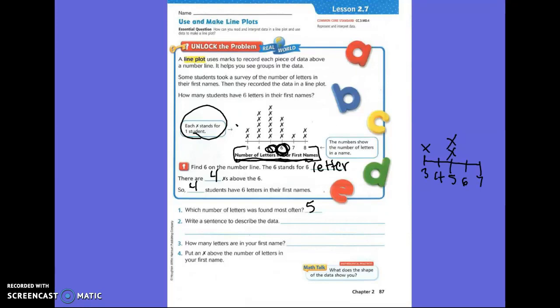5 has 1. 4 has 1 more letter than 5. 5 has 1 more letter than 4, you mean? Yes. Okay, let's write that down. 5 letter names have 1 more student than 4 letter names.